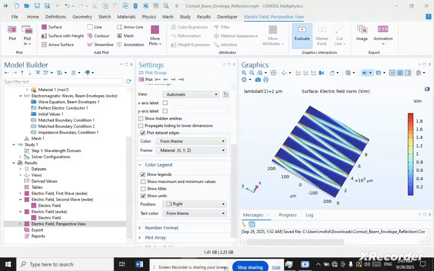And here you can see that I have used the electromagnetic waves beam envelope, or EWBE, module as a physics module and a simple rectangle here. The properties I have used are perfect electric conductor, initial values, matched boundary condition 1 and 2, and impedance boundary condition. I have used a wavelength domain for a study, and after that you can see the electric field perspective view and a standing wave here.